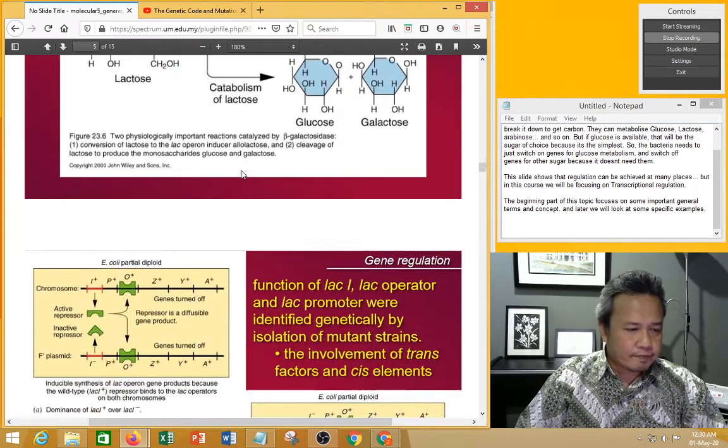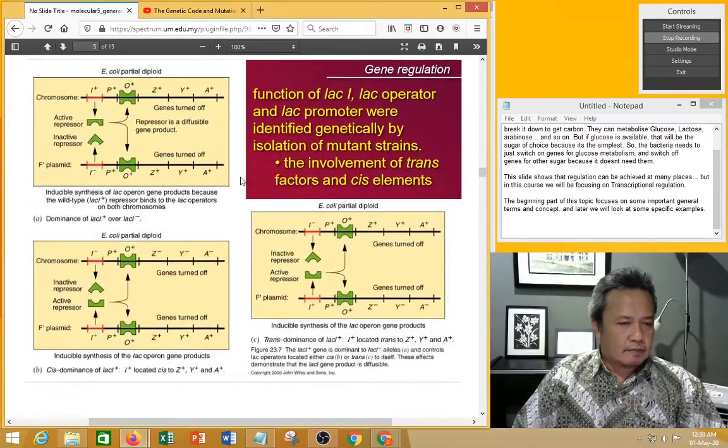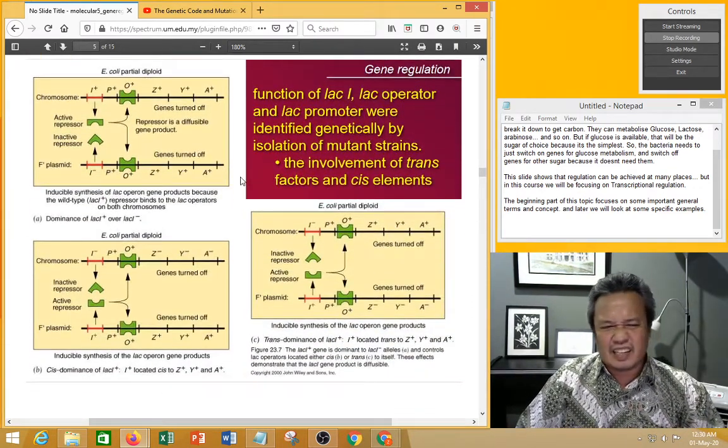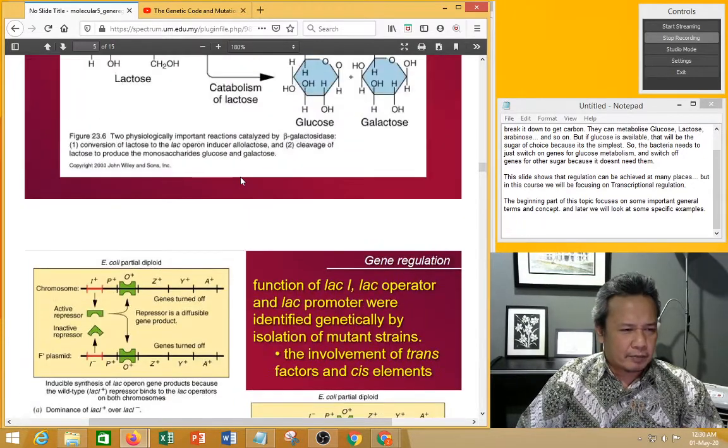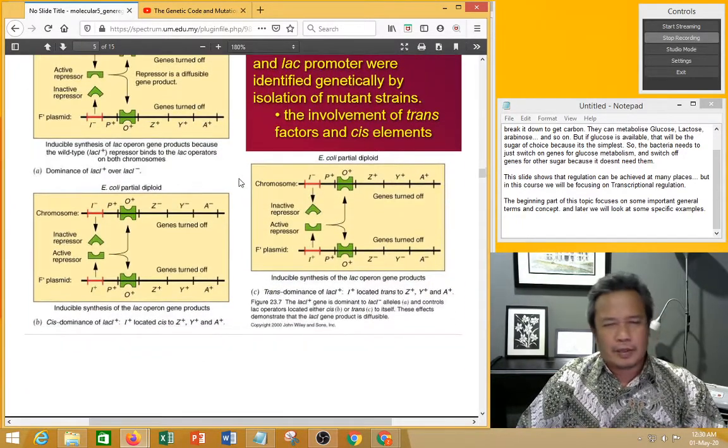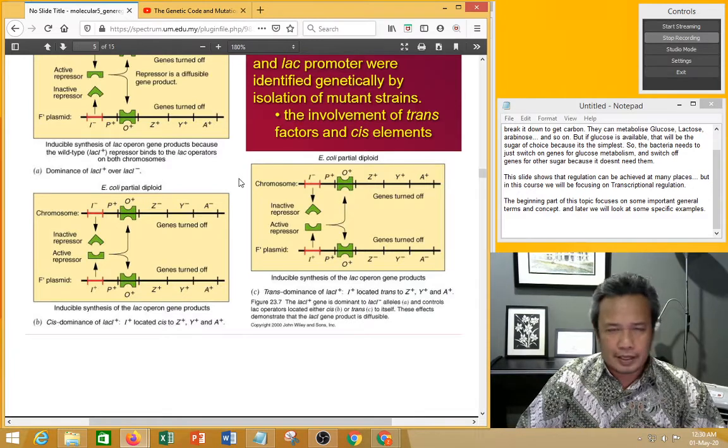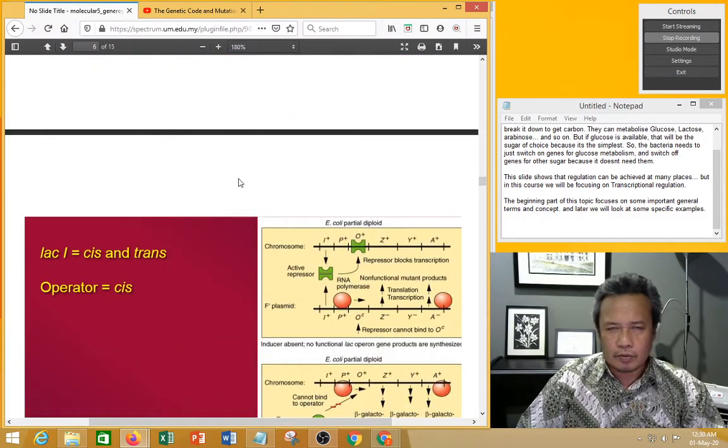Now, this slide is a bit complicated, but never mind. I won't be explaining that much of this, and I won't be asking you too much of this in the exams. All right.